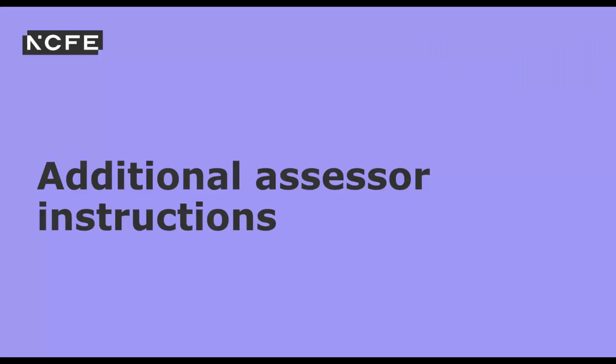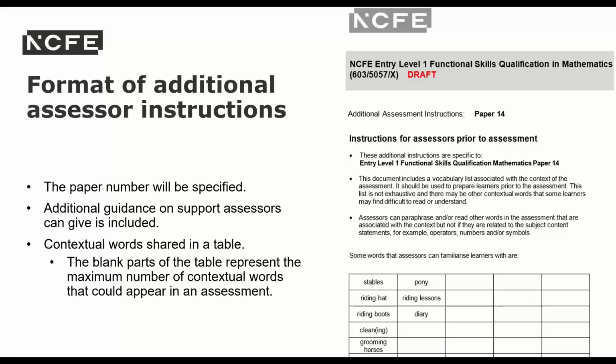So we'll take a look at the additional assessor instructions. We'll take a look at the format first. They all follow the same format. Here we've got the draft version of the entry-level 1 additional assessor instructions. For the draft versions, we've only got one sample for each of the past papers that are currently available on the website. So it's paper 14 for your entry level 1, paper 14 for your entry level 2, and paper 14 for your entry level 3 is what we have.